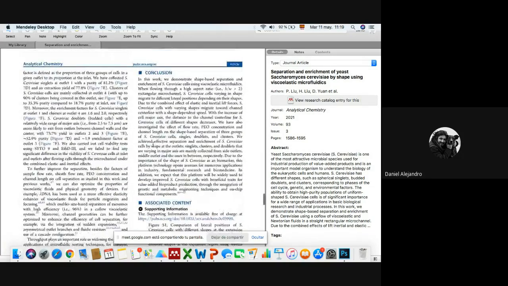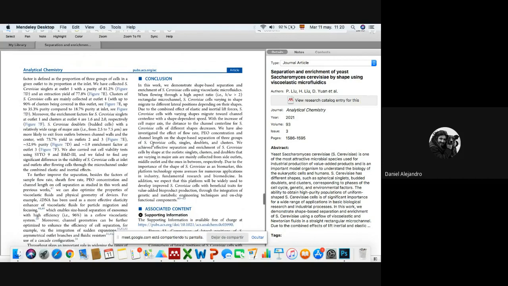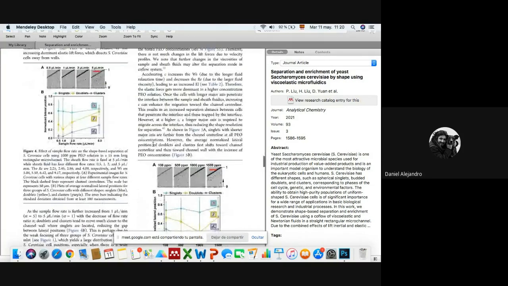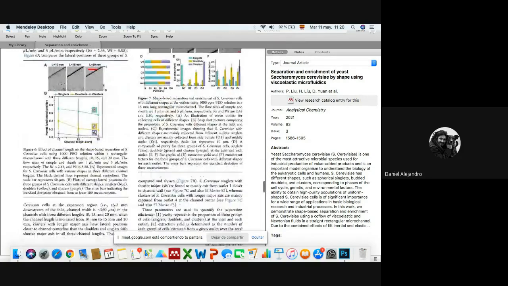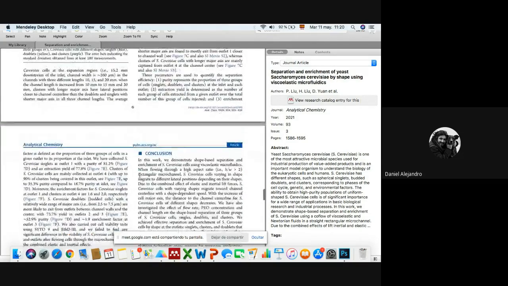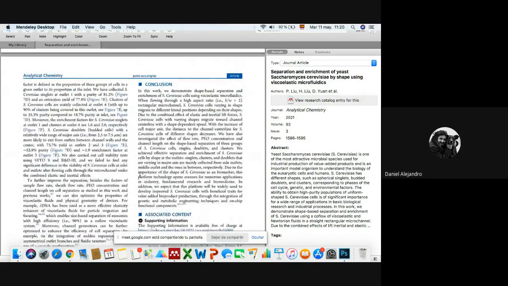In conclusion, this design can be used to sort cells by their living state. It means in single cells or doublets or clusters, and they can be sorted if they are living or dead cells. In this case, yeast. That's all. Thank you.